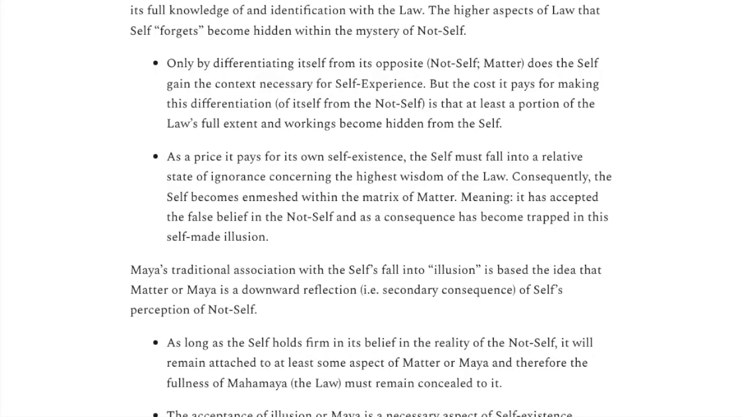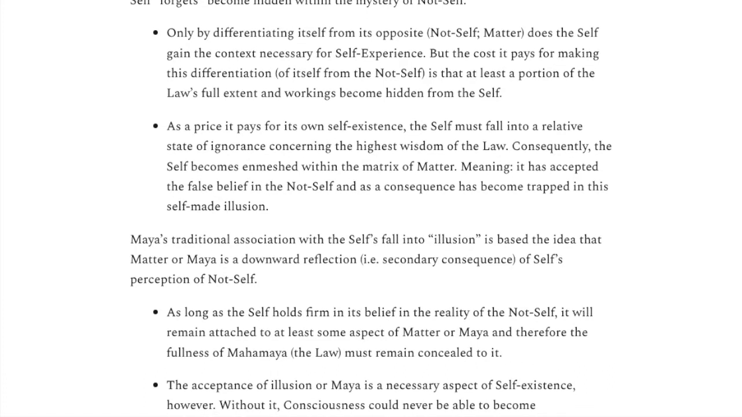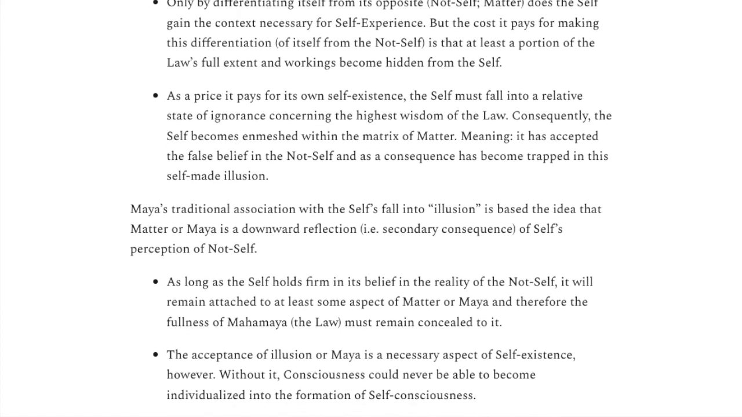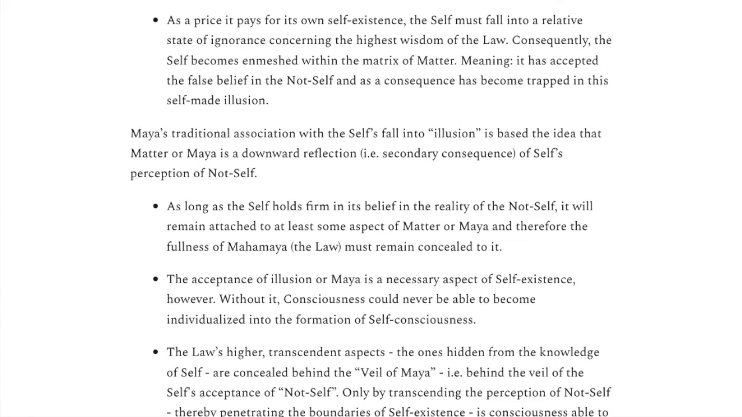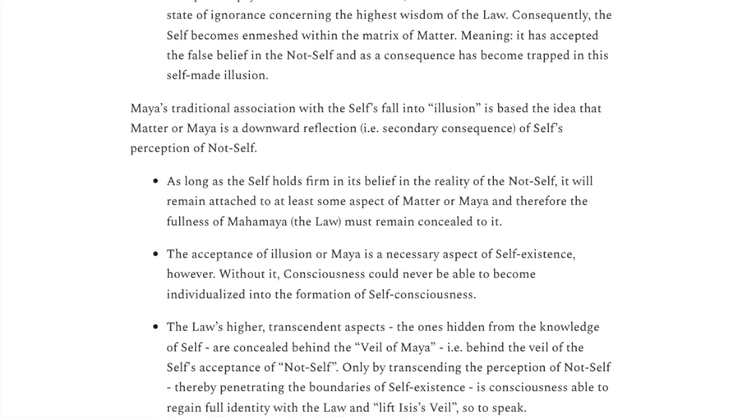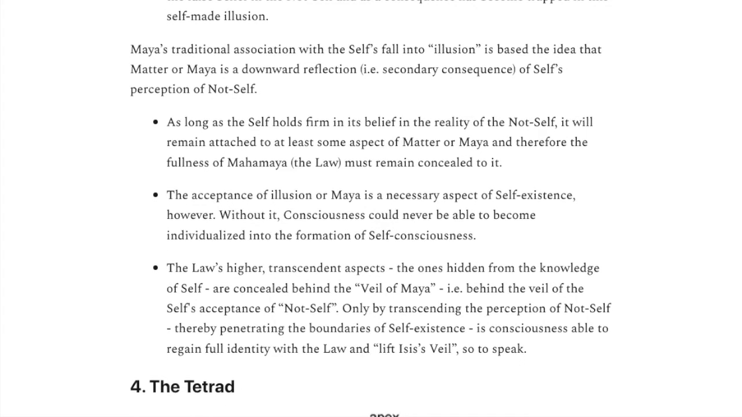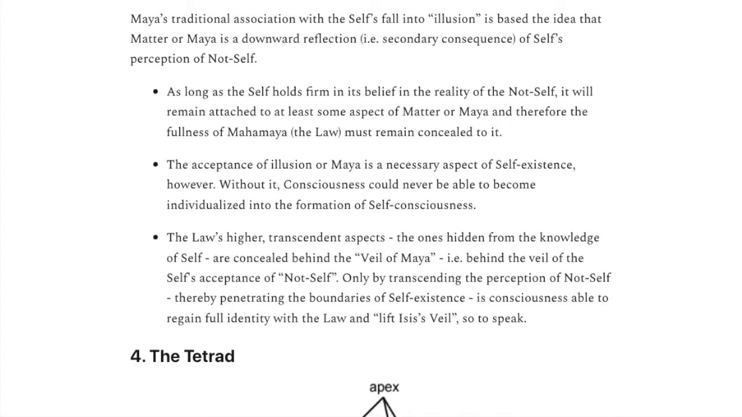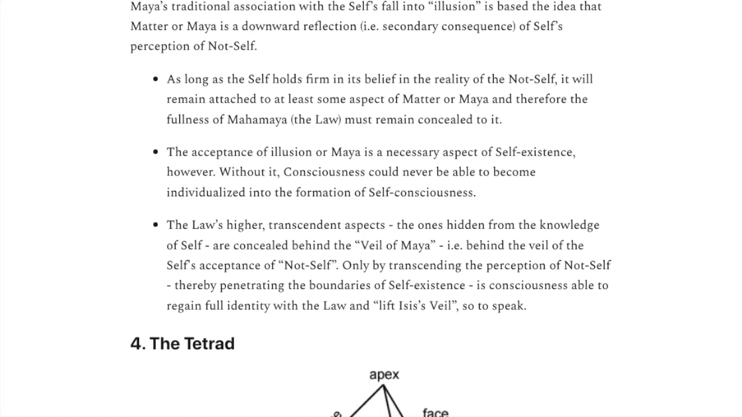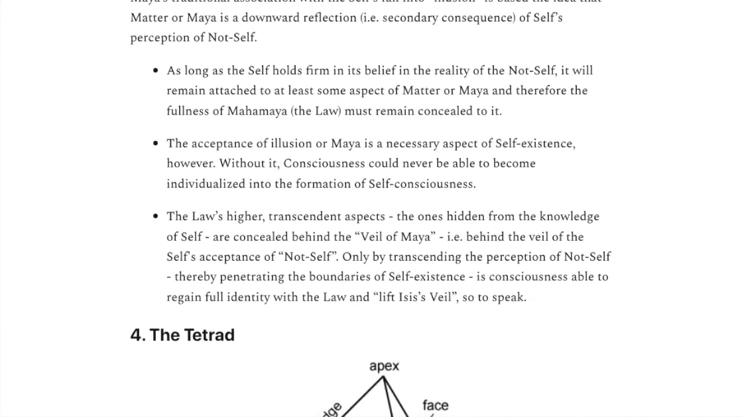As long as the self holds firm in its belief in the reality of the not self, it will remain attached to at least some aspect of matter, or Maya, and therefore the fullness of Mahamaya, or universal intelligence, or the law, must remain concealed to it. The acceptance of illusion, or Maya, is a necessary aspect of self-existence. Without it, consciousness could never become individualized into the formation of self-consciousness.